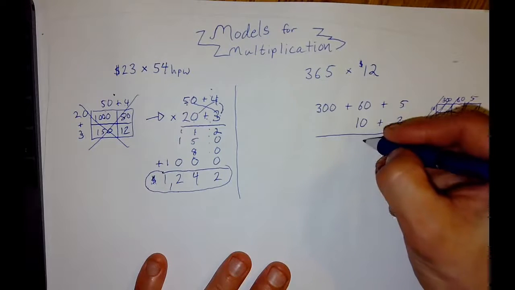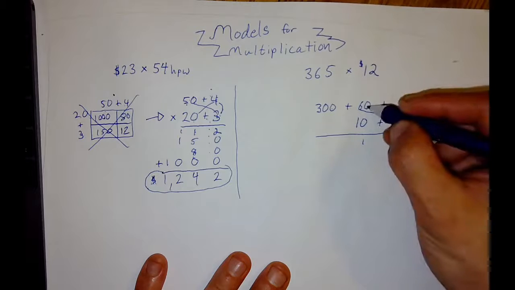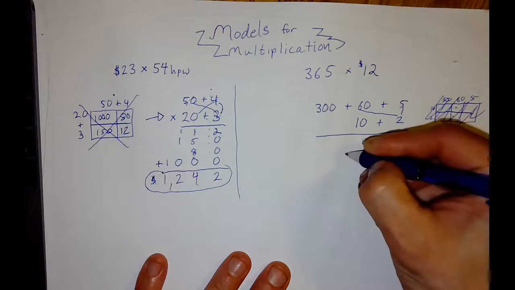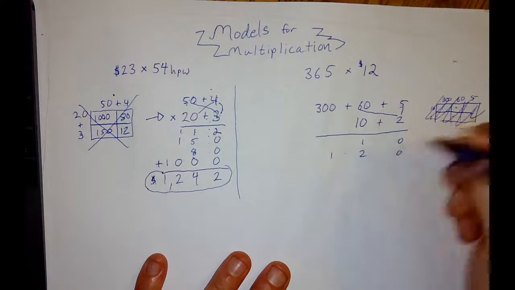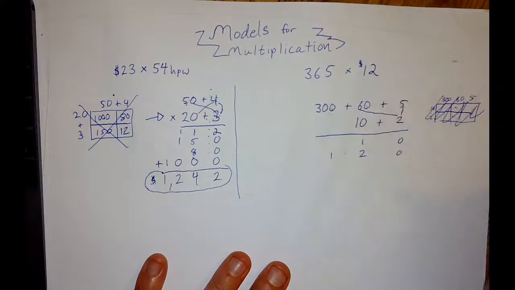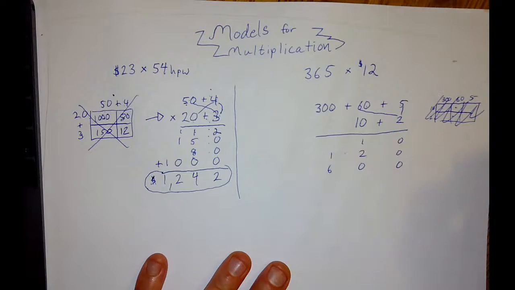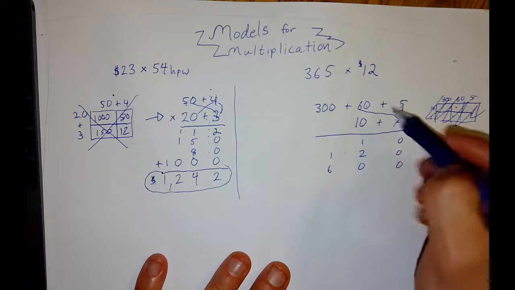5 times 2 is 10. Done. 2 times 6 is 12 with the place value is 120. 2 times 3 is 6 with 2 place values. Okay, we have done this factor. Let's move on to the 10.